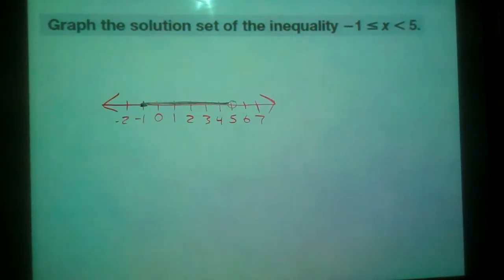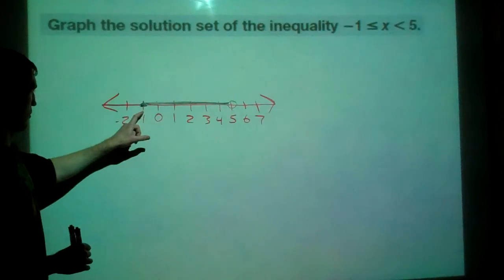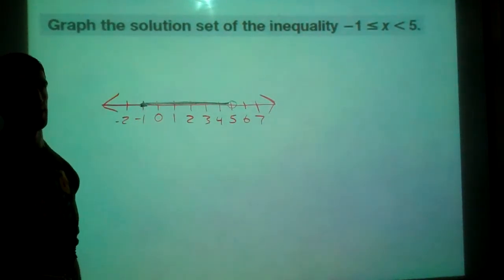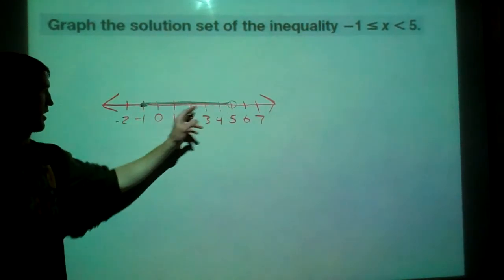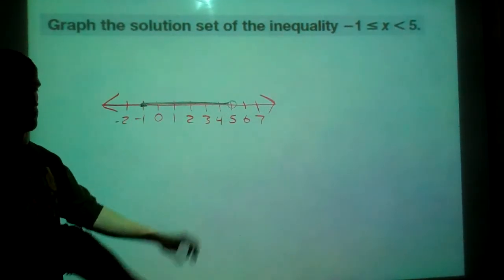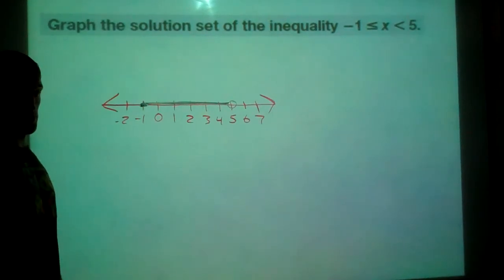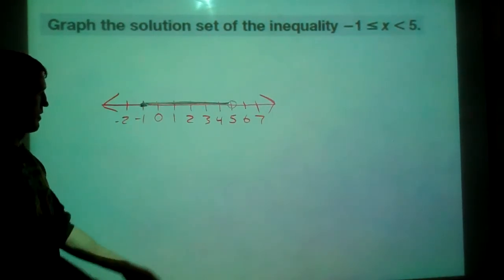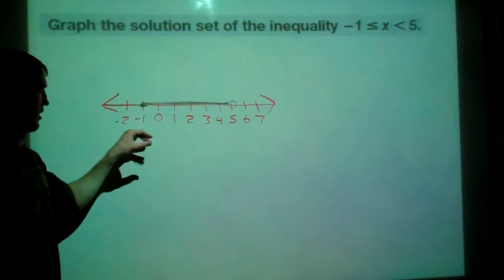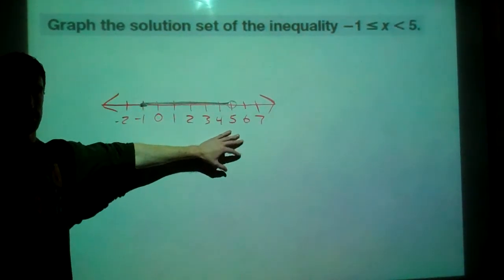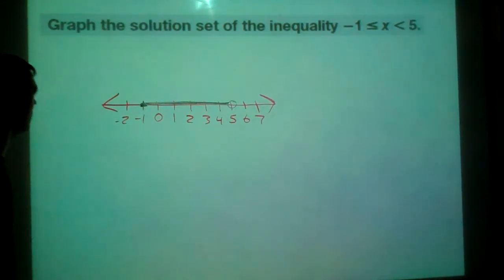Okay? That indicates all the numbers between -1 and 5, including -1, but excluding 5. Alright? So anything that's not in between here would not be part of the solution. Anything that is between there is part of the solution. So decimals, fractions, anything that falls in between -1 and less than 5 would be okay.